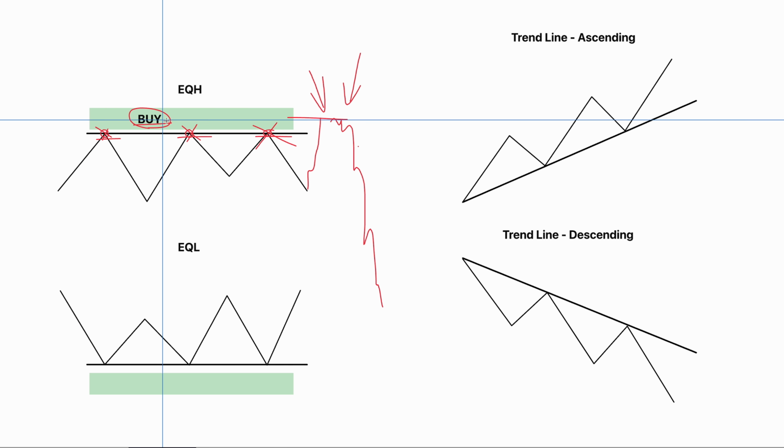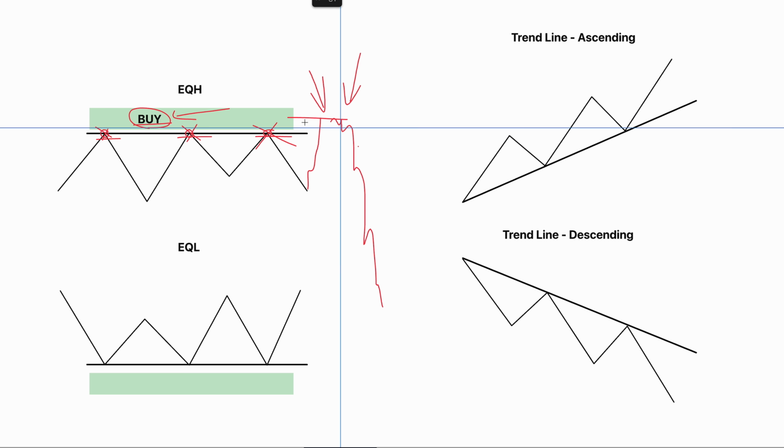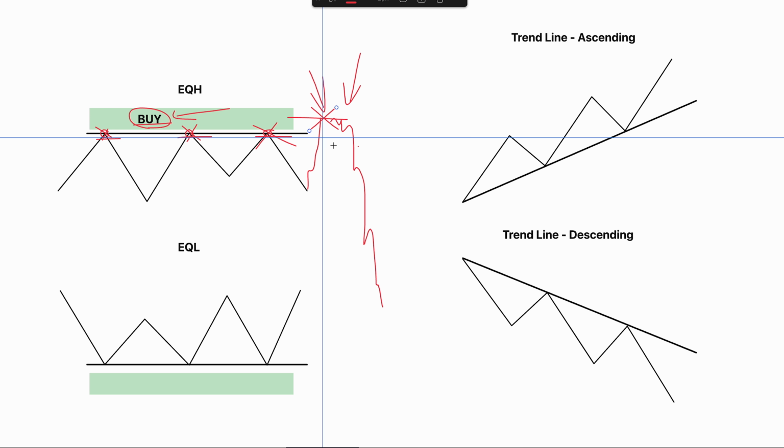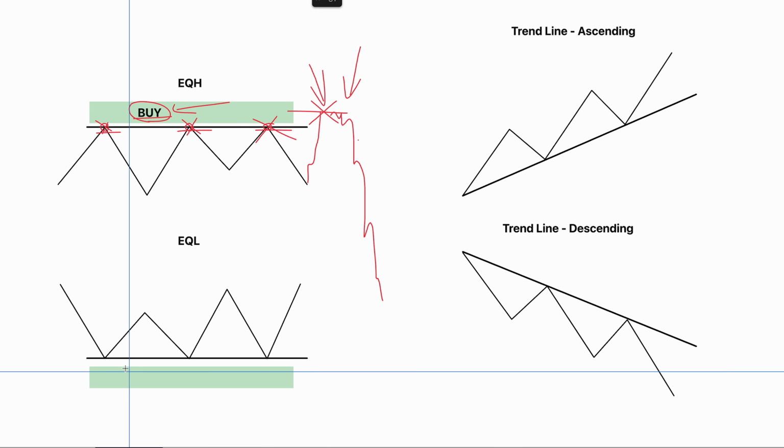And then the large player can take the sell on the other side of all of these buys, which will drive the market down. So it creates a scenario where you end up losing before the market moves in your favor. Now, equal lows work in exactly the same way.